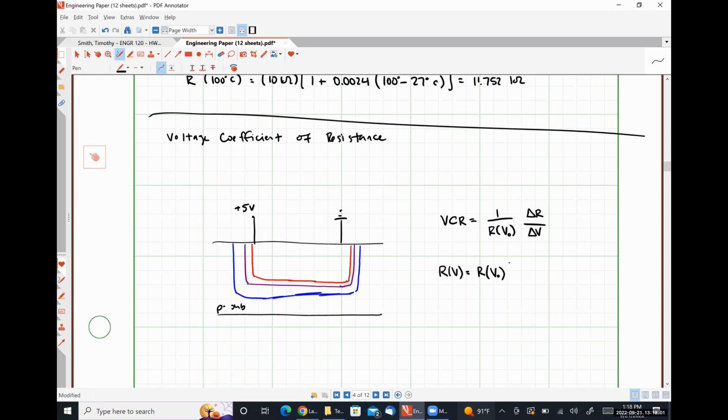R of V naught, our reference value, times 1 plus VCR times V minus V naught. The resistance increase due to the voltage coefficient of resistance is typically smaller than the effects due to the temperature coefficient of resistance. So this is reasonably small for an N-well type device, but it is there. And as we get into other materials, it's even less. Okay.